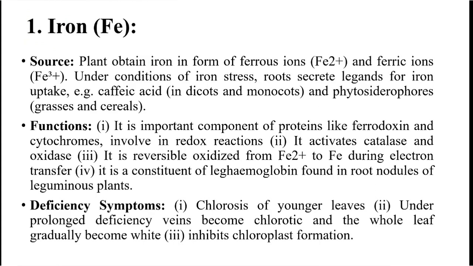At first, iron, Fe. Plants obtain iron in the form of ferrous iron or ferric iron, and the main function of iron is it is an important component of proteins like ferredoxin and cytochrome. Then it activates catalase as well as oxidase. It is reversibly oxidized from Fe2 plus to Fe3 plus during electron transfer. It is a constituent of leghemoglobin found in root nodules of leguminous plants. Deficiency symptoms include chlorosis of younger leaves. Under prolonged deficiency, veins become chlorotic and the whole leaf gradually becomes white. It inhibits the formation of chloroplast.